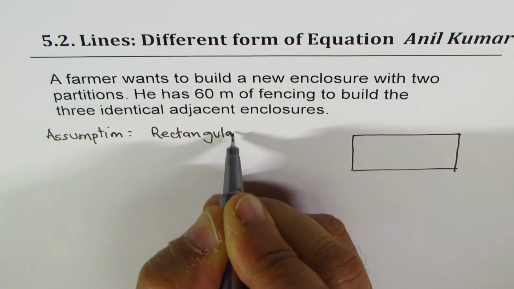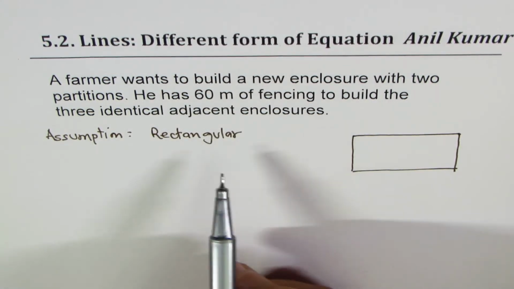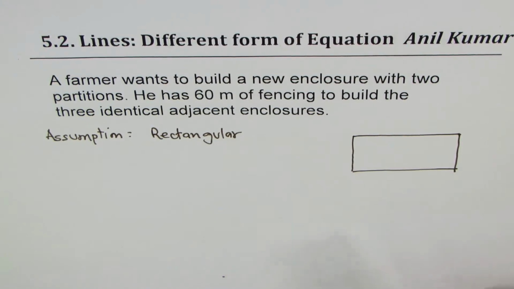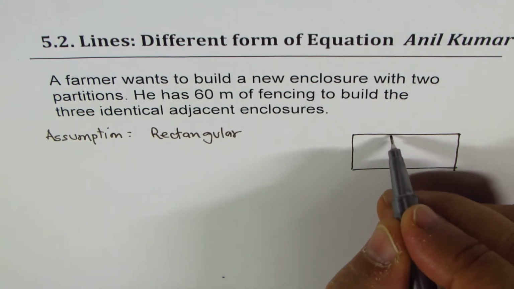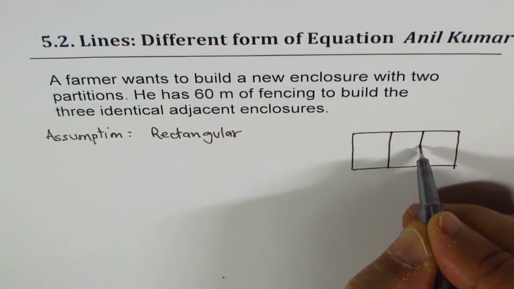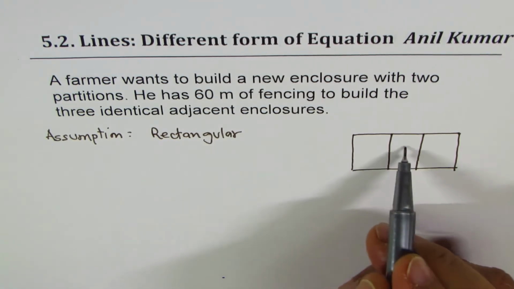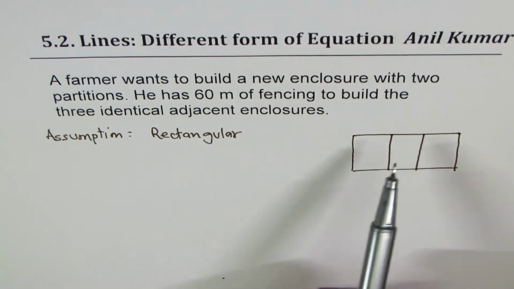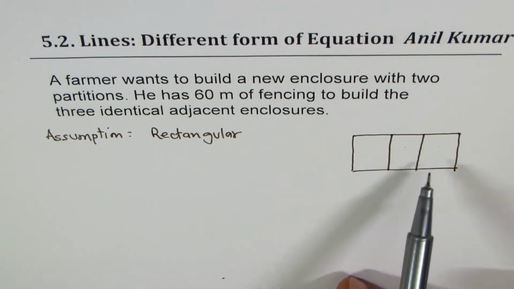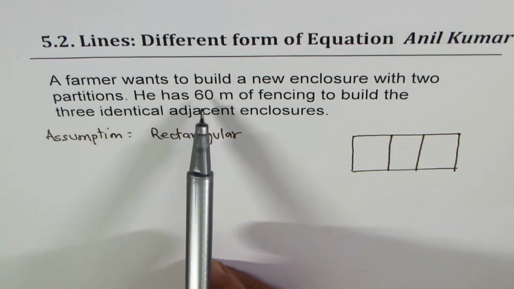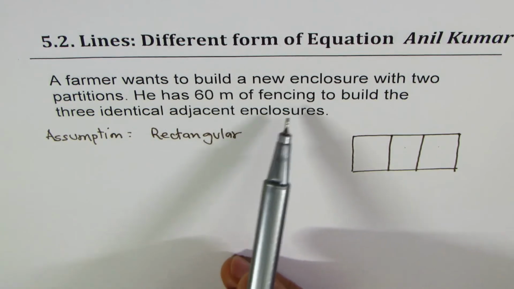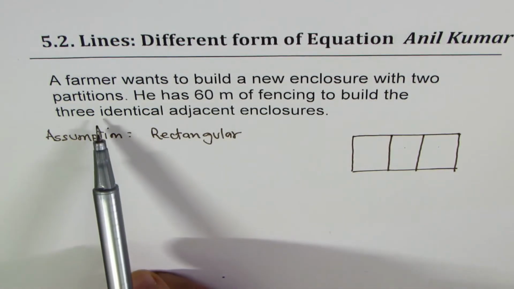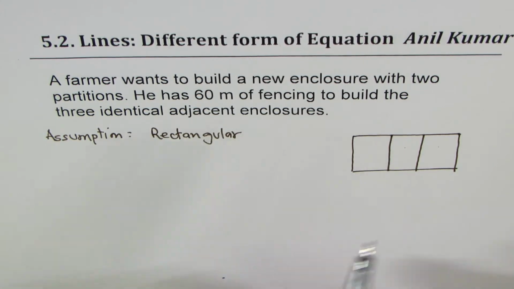Most of the time it is mentioned. If not, let's work on it. This is kind of an open question, right? So he wants to build a new enclosure with two partitions. Two partitions in between will be kind of like this. As soon as you do two partitions, do you see three enclosures? Correct? So that is interesting. I could have written it with three enclosures, right? He has 60 meters of fencing to build the three identical adjacent enclosures. This is a very explicit statement. Three identical adjacent enclosures, right? So they are adjacent and they are identical.